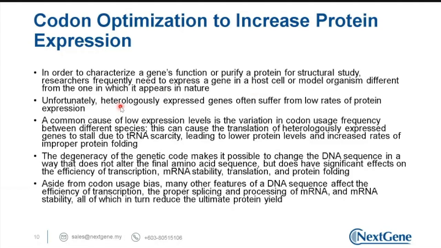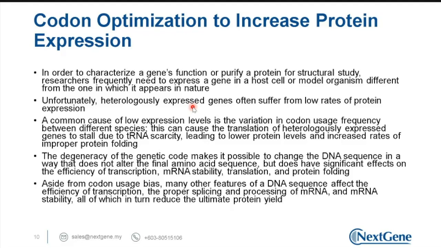Okay, unfortunately, heterologously expressed genes often suffer from low rates of protein expression. This means that we want to overexpress the protein, but the problem is we are getting a small amount of this protein of interest.